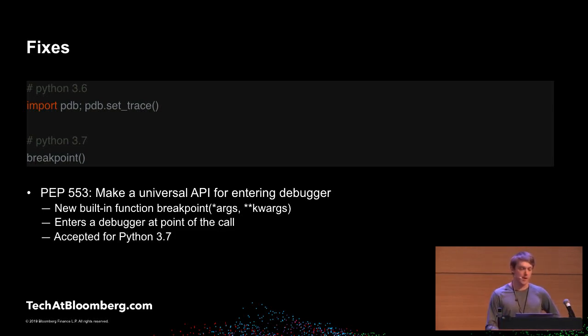But if you just run under Python 3.7 and use breakpoint, then all of a sudden we don't have to type those 27 characters. We don't have to use semicolons. It's easier for everyone.